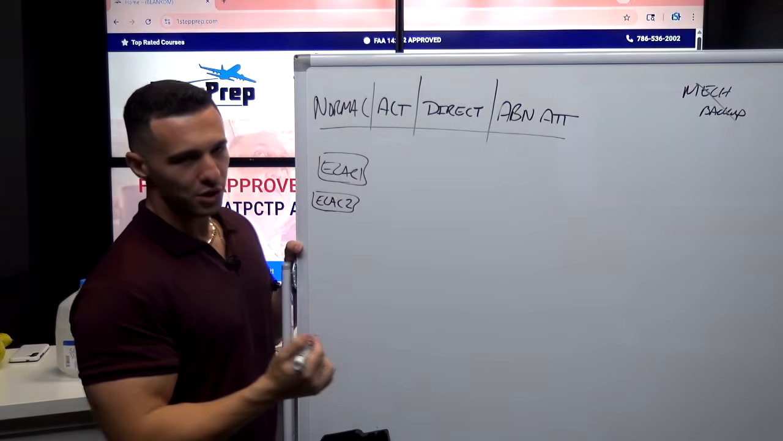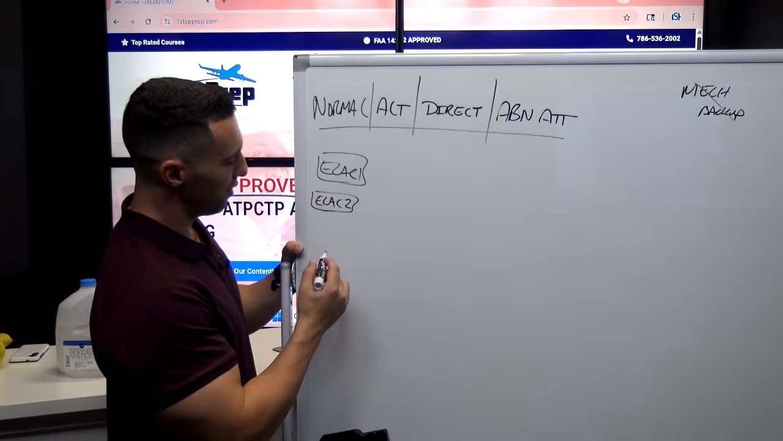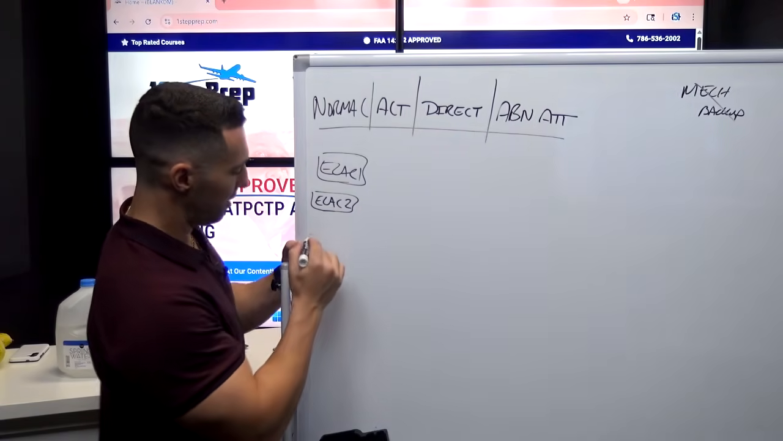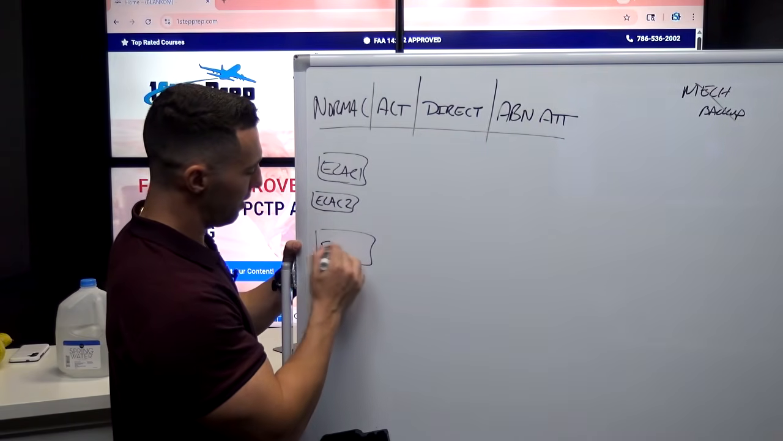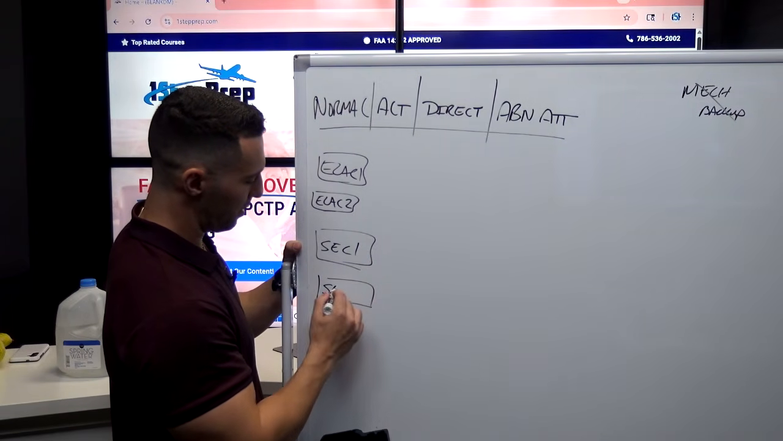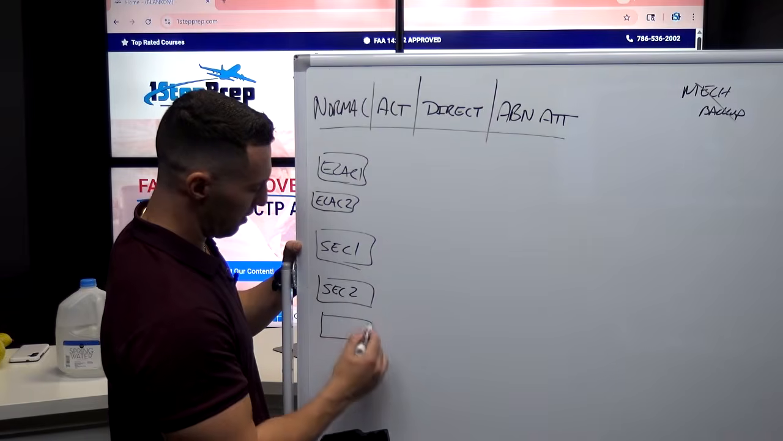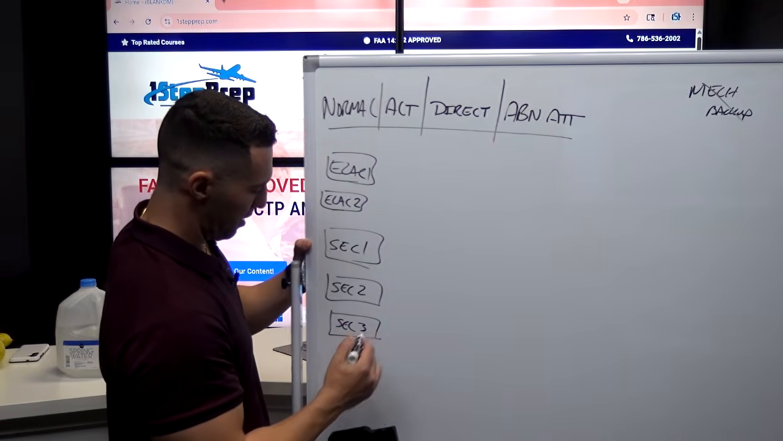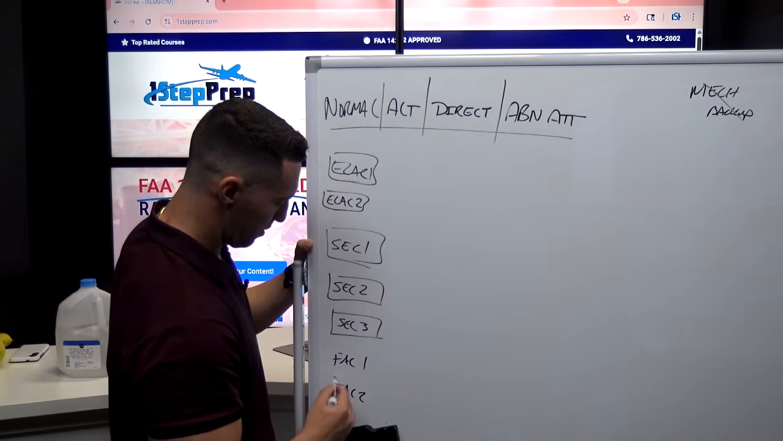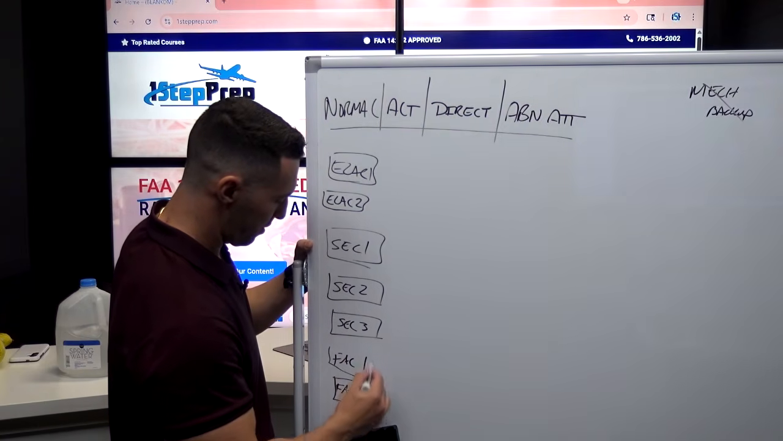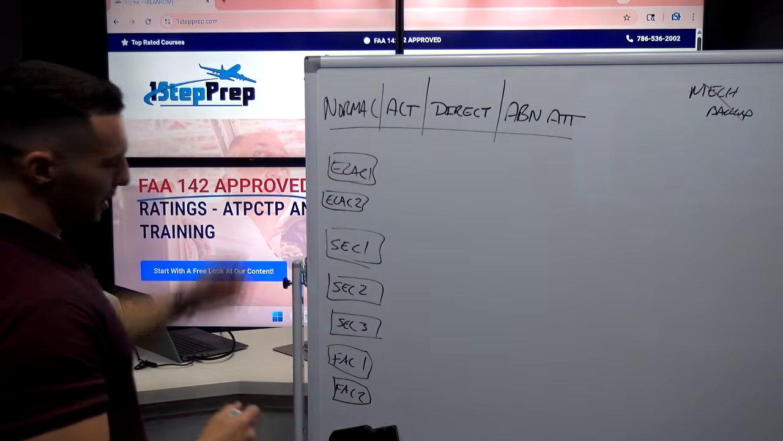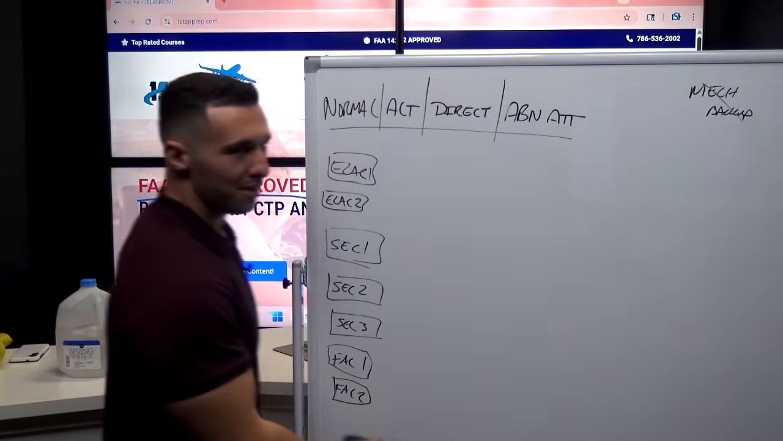So we got ELAC 1 and 2. These are our two elevator aileron computers. Which ELAC dominantly drives the elevator? Let's see if somebody could say that. Then we have SEC 1, SEC 2, SEC 3, and then we have FAC 1 and FAC 2. That should be what? 2, 4, 6, 7. Perfect. Those are my 7 computers.